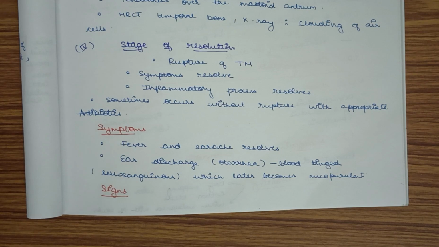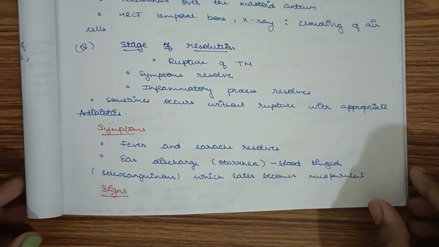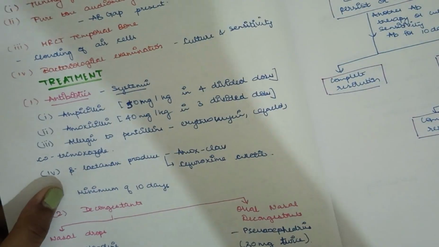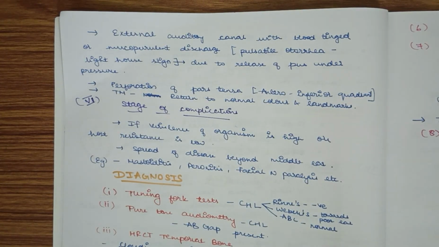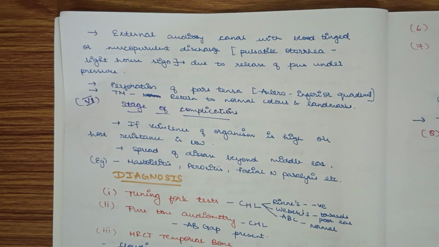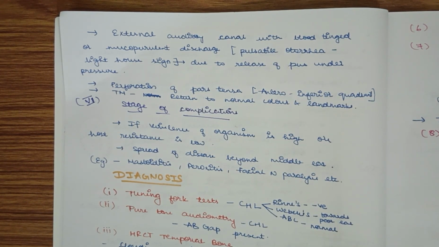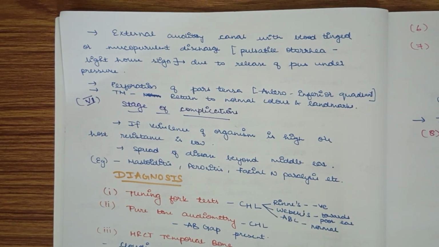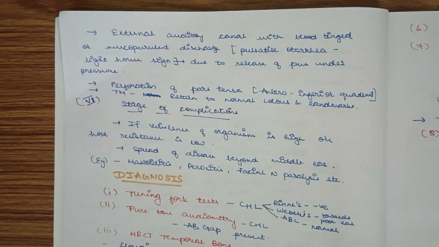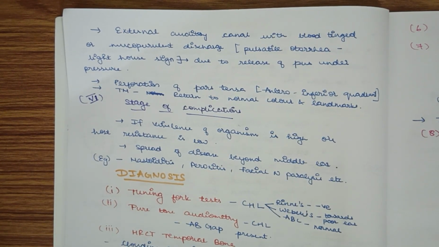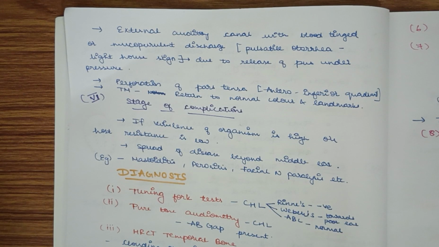Since now there is a perforation of the tympanic membrane, ear discharge, otorrhea, is seen. Due to perforation, initially the discharge will be blood stained, which will later become mucopurulent. Now we'll look at the signs of the stage of resolution. The external auditory canal will have blood tinged or mucopurulent discharge as seen already. This is known as pulsatile otorrhea, which will give rise to a lighthouse sign, which refers to release of pus under pressure, giving an appearance such as a lighthouse, which is known as the lighthouse sign.